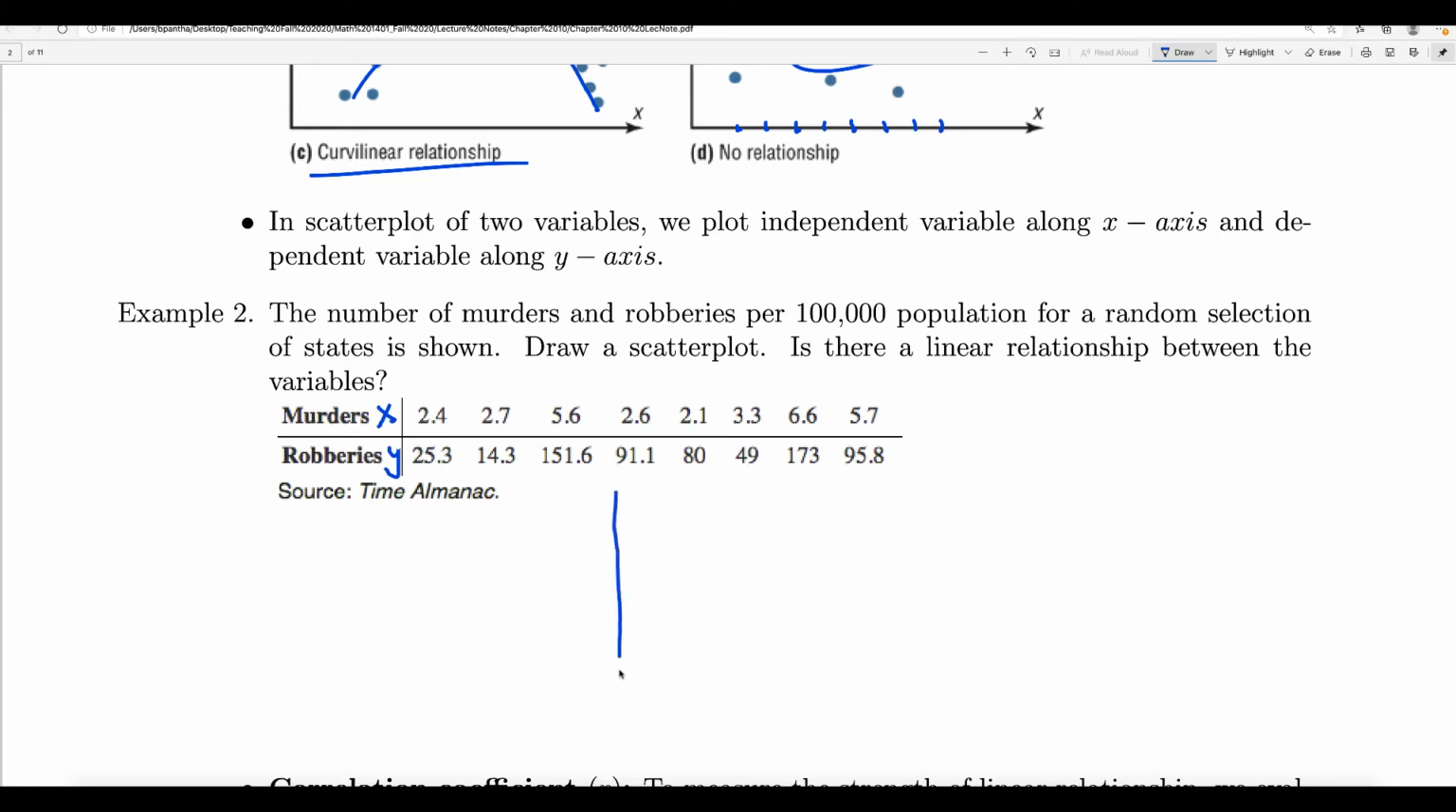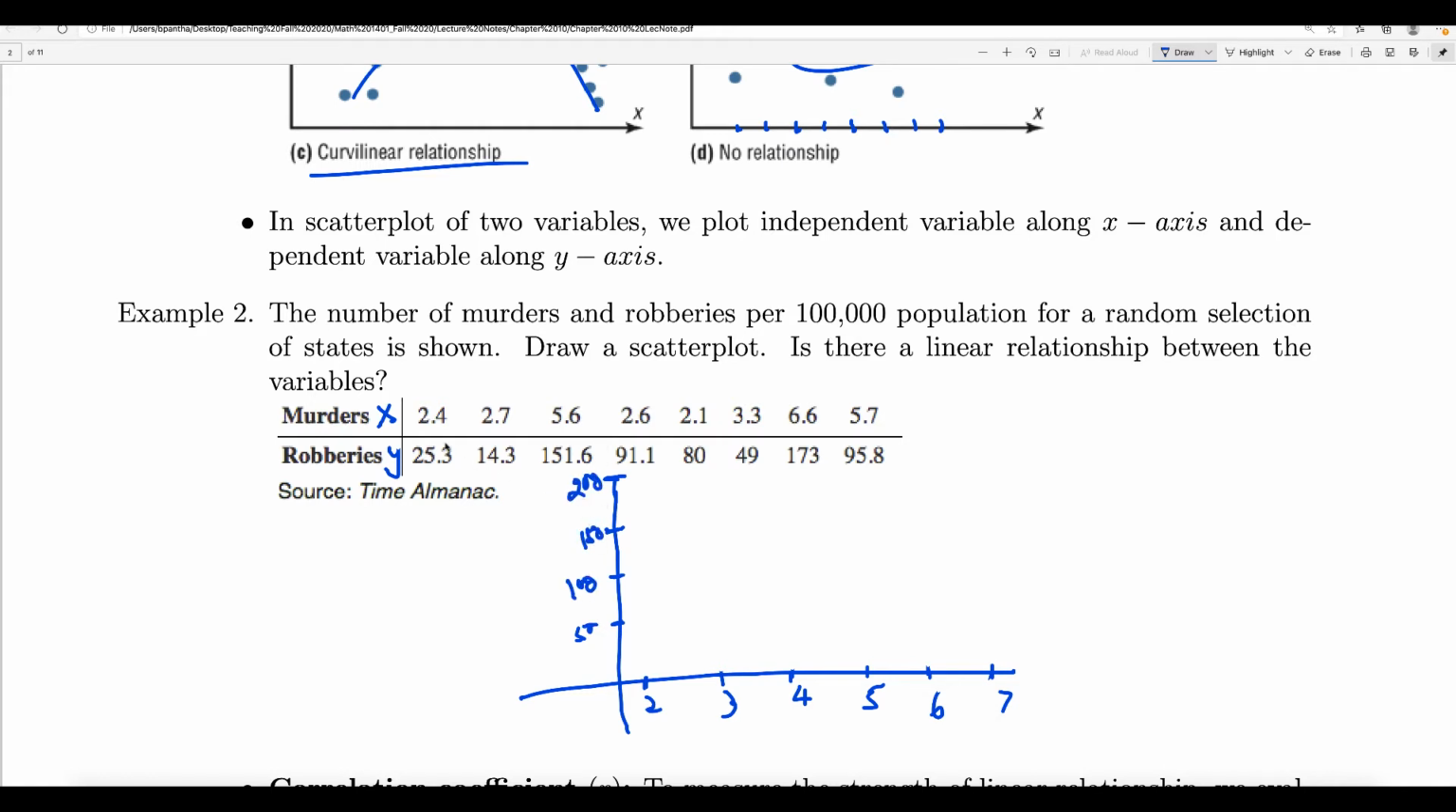Okay, so what we do here is draw the values of x and y. So what is the smallest value of the x? It is 2.1, right? So let's start that. This is 2, this is 3, this is 4, this is 5, this is 6, this is 7. I think the biggest value is 6.6. So if you write up to 7, then you are good. What is the smallest value of y? The smallest value of y is 14.3 and the biggest value of y is 173. What I want to do here is, let's say 50, 100, 150 and then 200. I want to write like that.